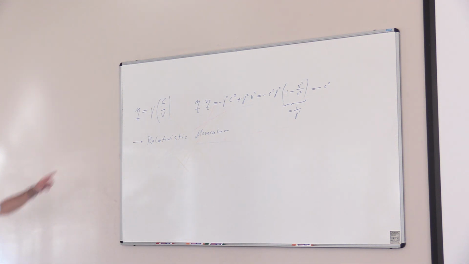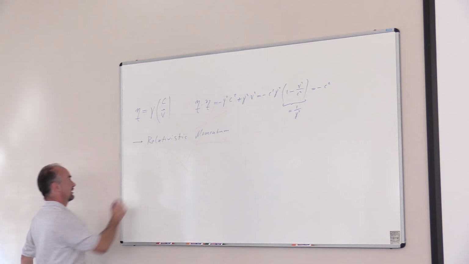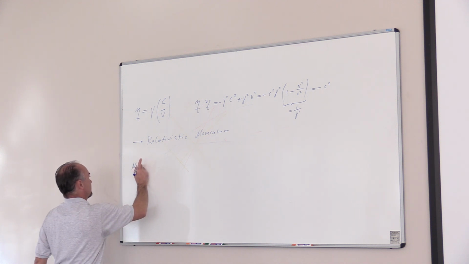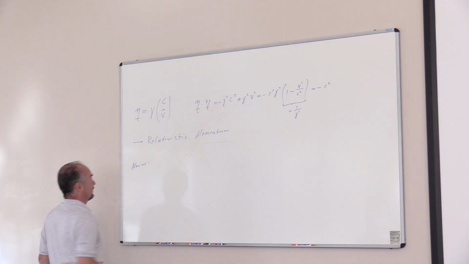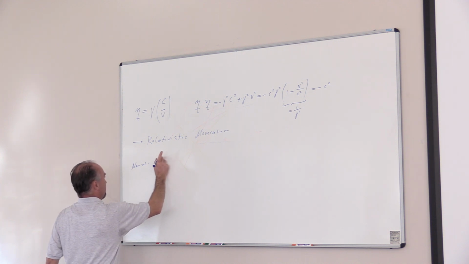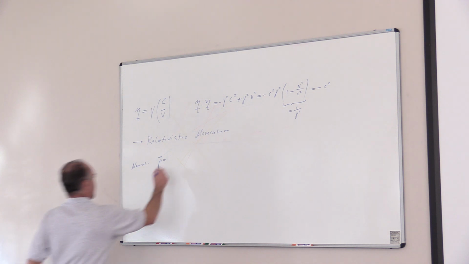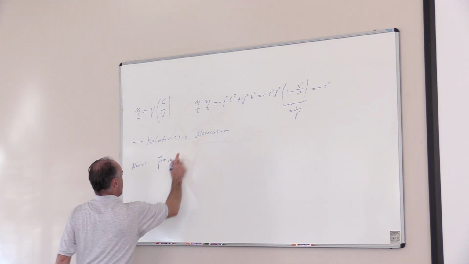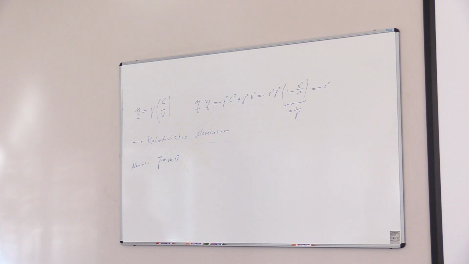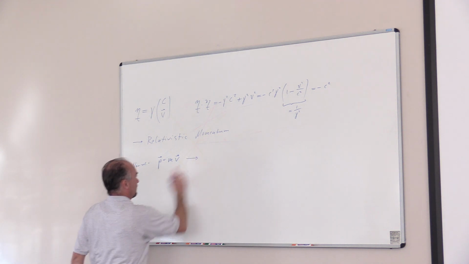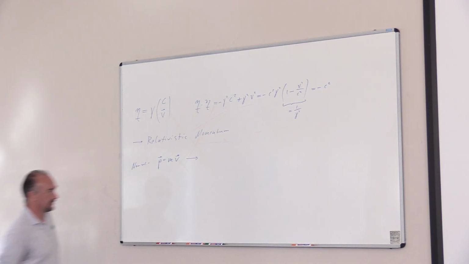So in classical, non-relativistic mechanics, you had a three-momentum p. What was the definition of the momentum? If you forget relativity for now, classical mechanics. Mass times velocity, exactly. mv.